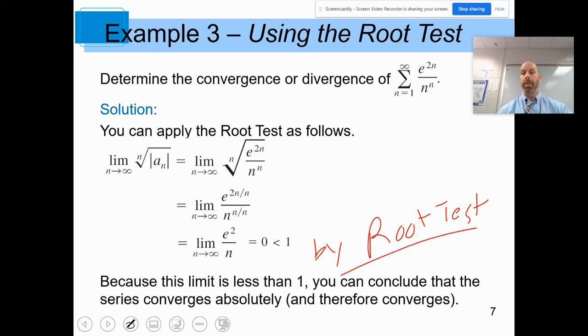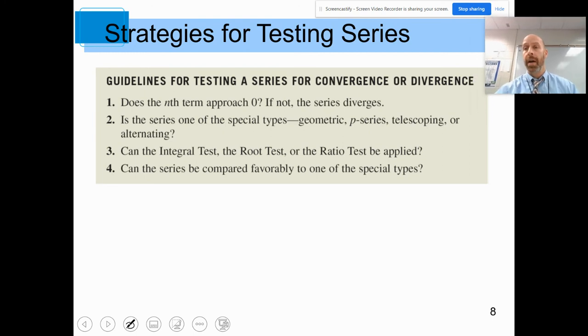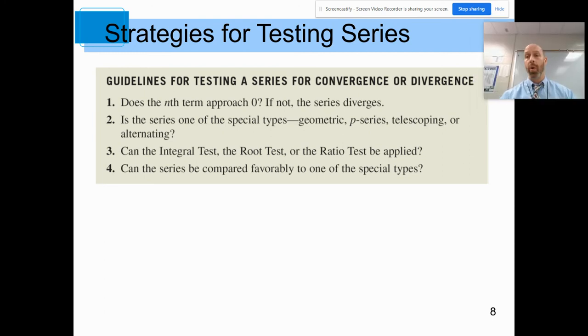Okay, so now we've seen all the tests. We've done the geometric series test, p-series test, integral test, both of the comparison tests, ratio test, now root test. I think I mentioned most of them, and we're going to see them again. So the rest of this presentation, I'm just going to review some things with all of these different tests. You probably will want this PowerPoint because it's got some good concise notes for all of the tests in one document. It says guidelines for testing a series for convergence or divergence.